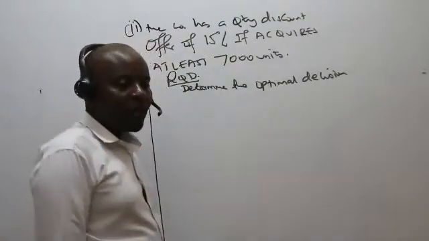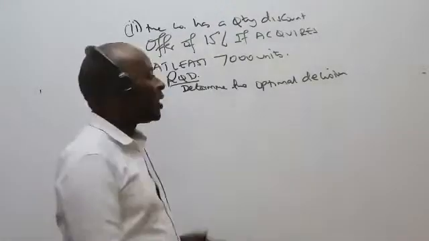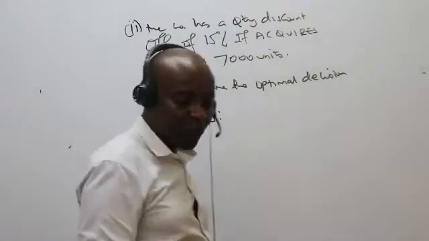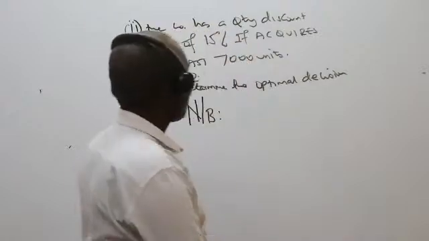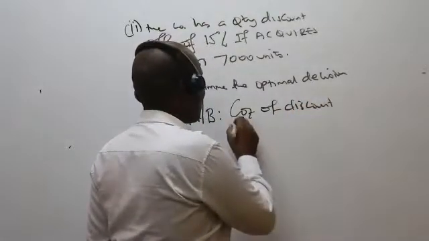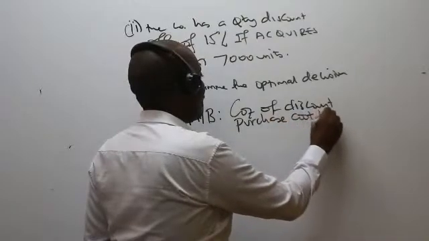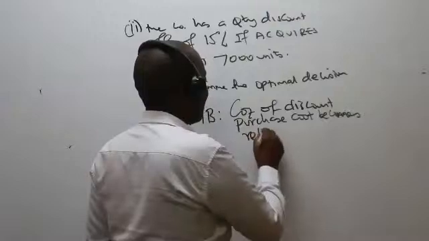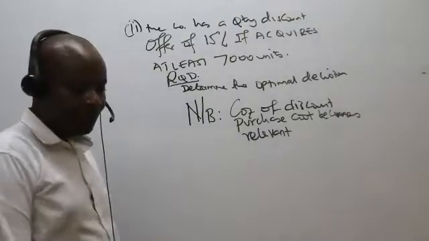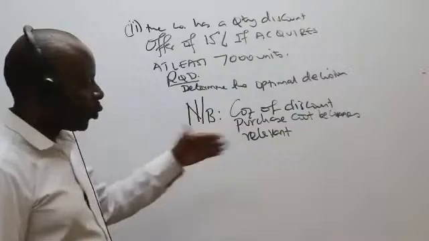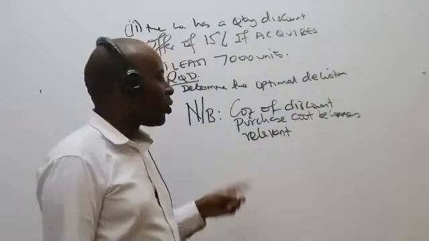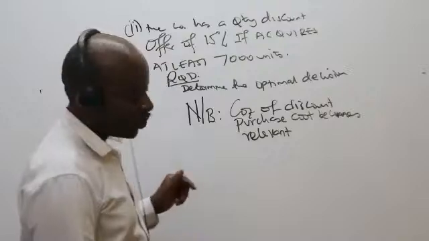Now, because here they have mentioned the issue of quantity discount, this is how I will write my formula. It will be very important for me to state that because of quantity discount, purchase cost becomes relevant. Purchase cost becomes relevant because now you shall be evaluating two alternatives, right? Discount affects purchase cost.